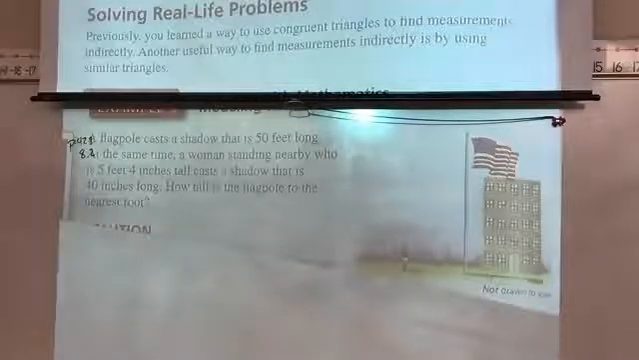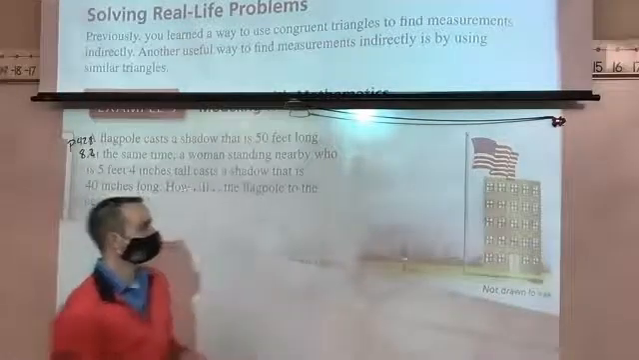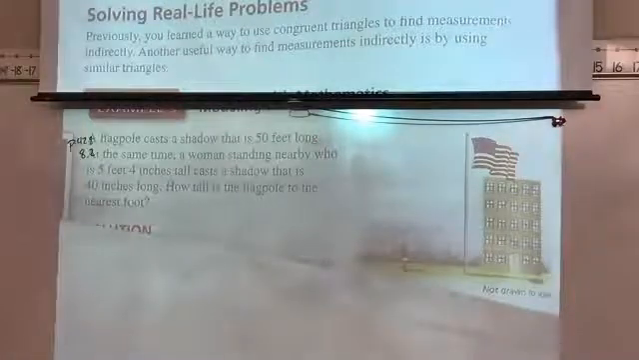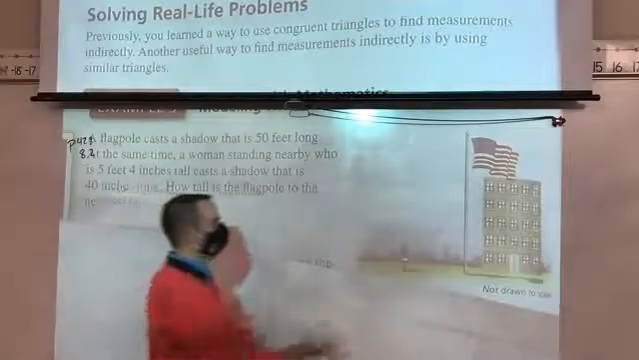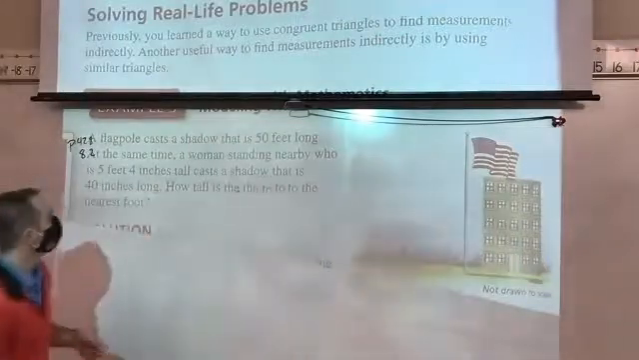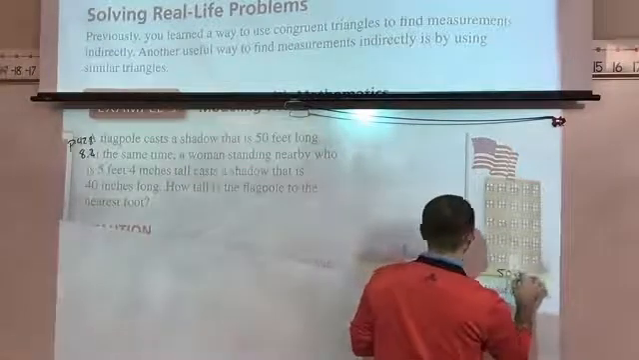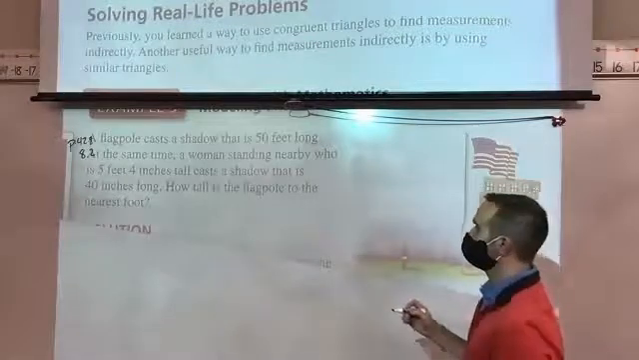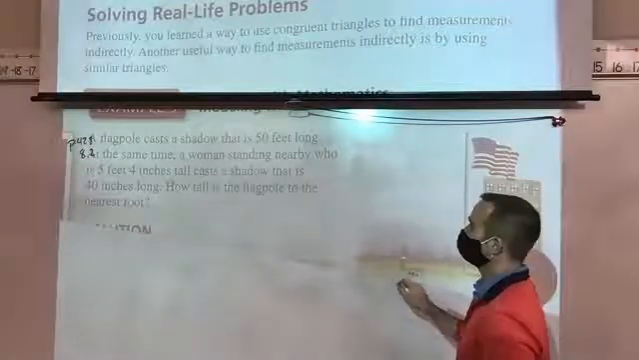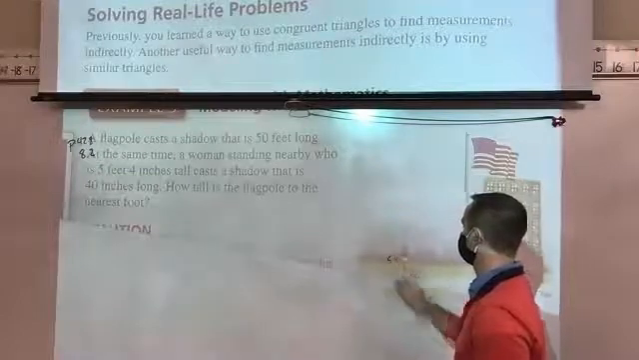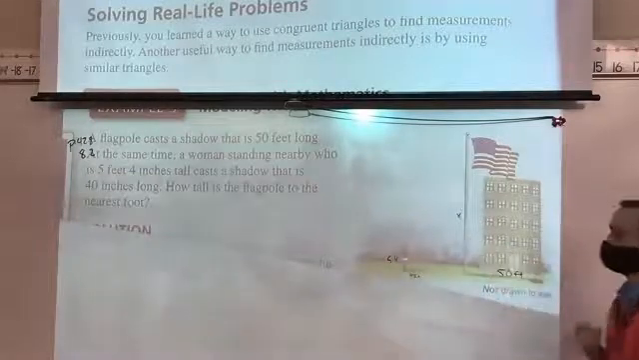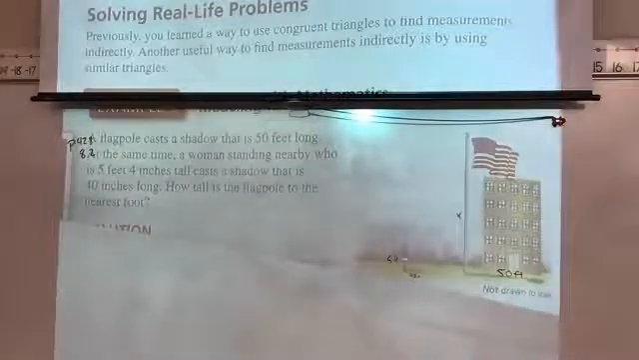And it's this idea of indirect measurement. Right, so we want to look at why this works, okay? The idea behind this is you're looking at height and shadow of two different things. So for example, the flagpole shadow is 50 feet. The woman's shadow is 40 inches. Her height is 5'4". Right, and we're looking for the height of the flagpole.